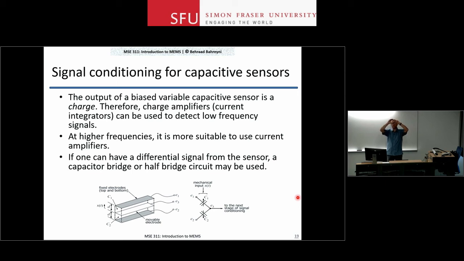And what you do is that by having that differential configuration, you can subtract the two capacitors from each other, and you get 2 delta C at the output instead of C plus delta C. So here is the setup. You have the moving electrode here in between. This is the circuit equivalent, right? So in here, C1 goes up, C2 goes down, and you can actually look at the difference between these two.